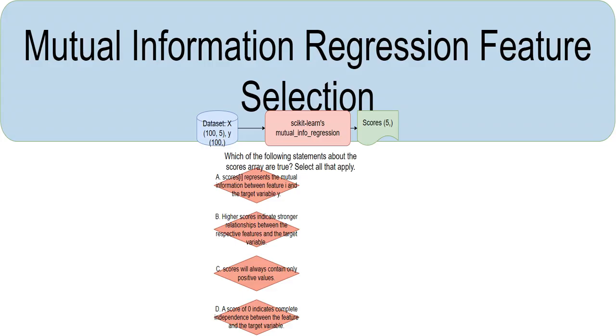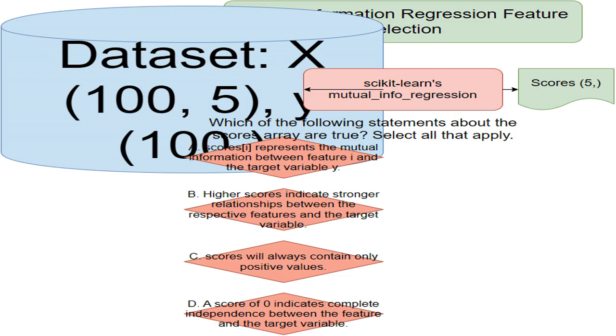I am using `mutual_info_regression`, a function from scikit-learn, for feature selection in regression. It helps me find which features are most important in predicting the outcome. I have a dataset. X represents my features. It has 100 samples and 5 features each. y is my target variable, what I want to predict. It has 100 corresponding values.